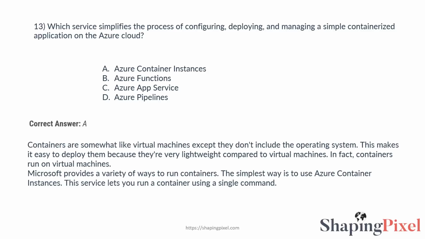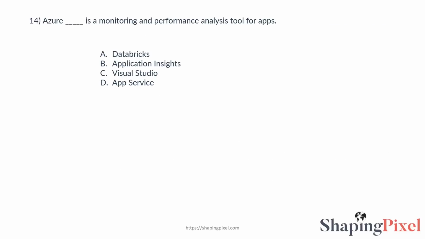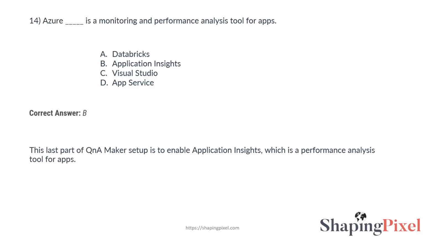So question number 14. Azure dash is a monitoring and performance analysis tool for apps. And we have the following four options: Databricks, Application Insights, Visual Studio, App Service. So the right answer here is option B, Application Insights. The last part of QnA Maker setup is to enable Application Insights, which is a performance analysis tool for apps.